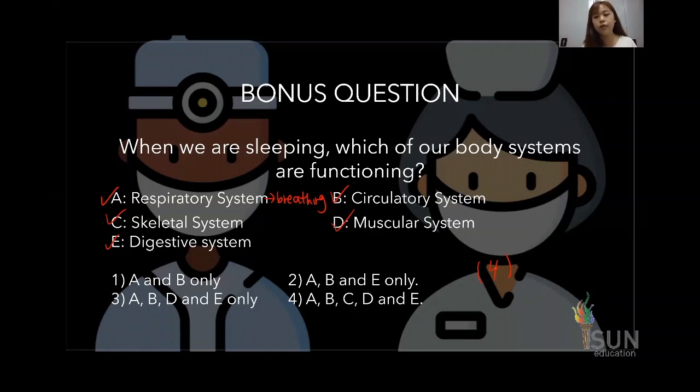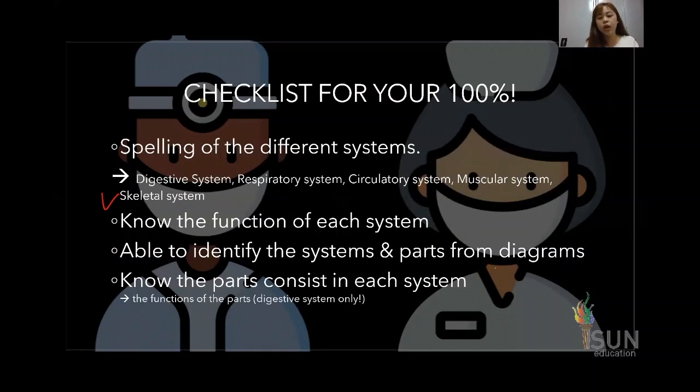Okay, let's move on. What do you need to secure your 100%? These are the checklist that you need. The first one being the spelling of different systems. You need to know how to spell digestive system, respiratory system, circulatory system, muscular system, and skeletal system. These 5 spellings, you need to know how to spell them. Second one, you need to know the function of each system. What is the digestive system for? What is the respiratory system for? You need to know exactly what the system does.